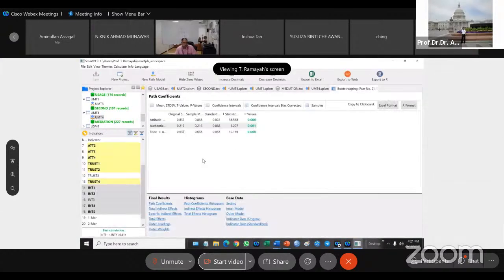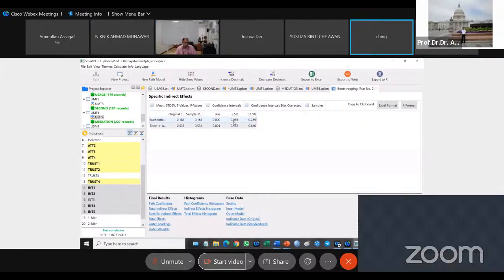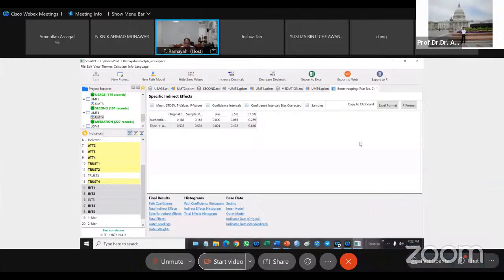Okay, here report now. So this is your direct effect. If you click the specific indirect effect, you see here the p-values are significant, right? And if you see confidence interval bias corrected, lower limit is positive, upper limit is positive. So confirm, there's no zero in between, right? It can be negative, negative. It can be also positive, positive. Both are significant. Negative, positive, not significant. Okay? So that means our mediation is significant, is consistent with the literature, that's all.